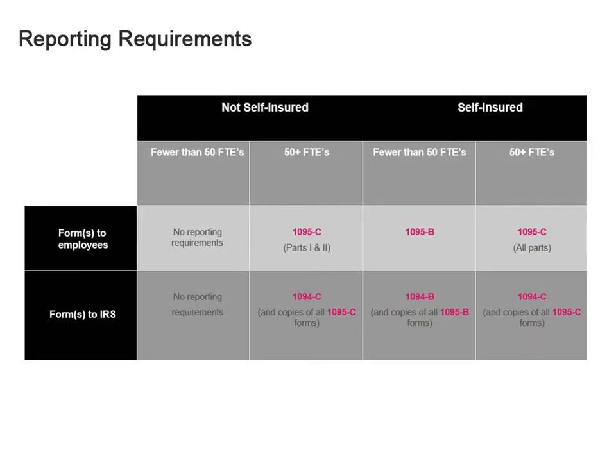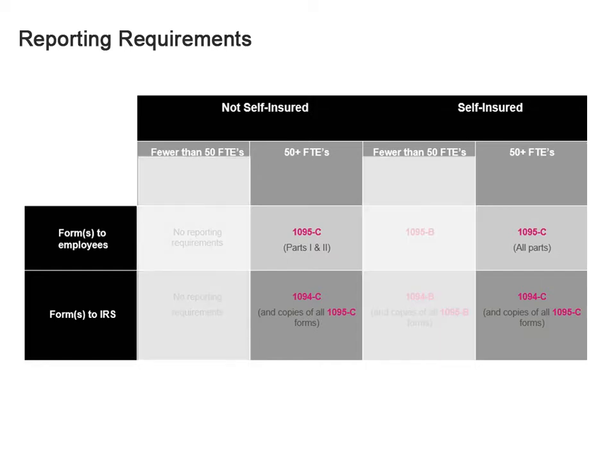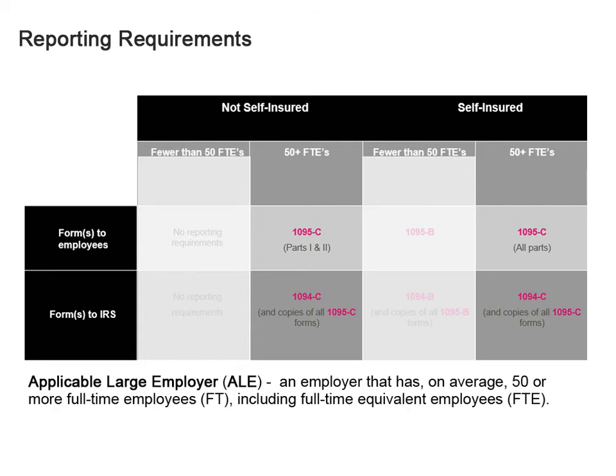This chart provides, at a glance, the Affordable Care Act forms and information that must be provided to employees and the IRS at the end of the year. In this lesson, we will walk through the process of preparing and submitting the 1095-C and 1094-C forms, which is required if you are an applicable large employer, or one who employs 50 or more full-time or full-time equivalent employees.